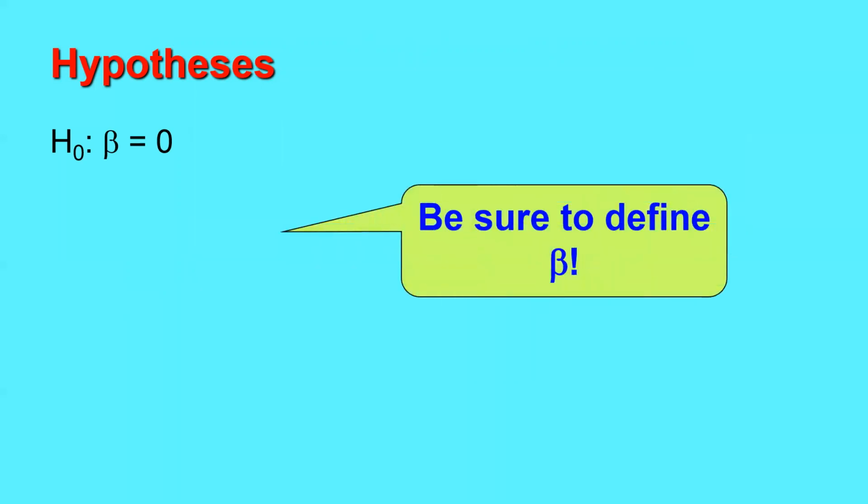So be sure to define your slope in regards to the objects that you're talking about. While the null will always be that your slope equals 0, your alternative could be that it's greater than, less than, or not equal, all depending on the sentence in the problem.